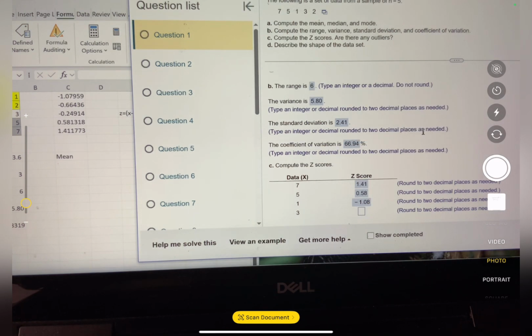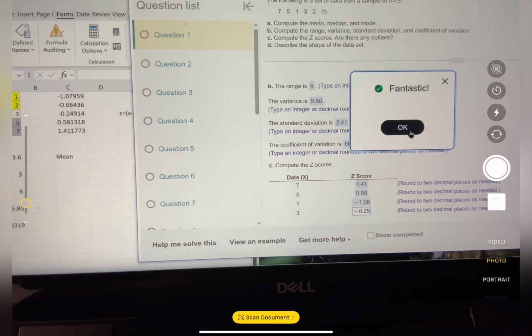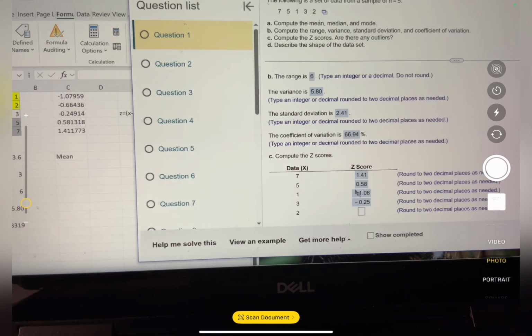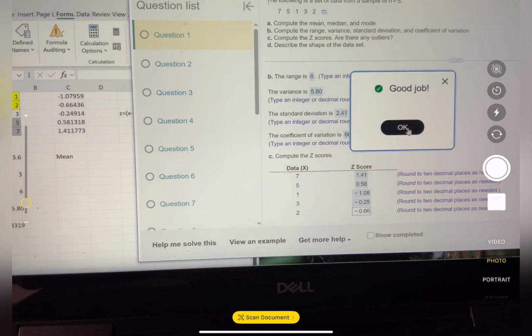Okay, now for 3 we have negative 0.25. Negative 0.25. And what else do we have left? 2. Negative 0.66. Is it 66? Yeah. Enter. And we are done.